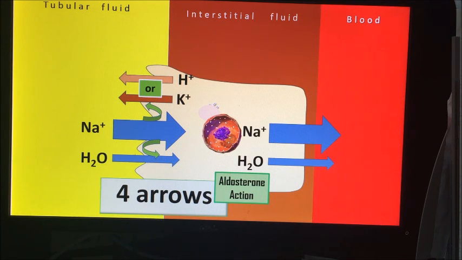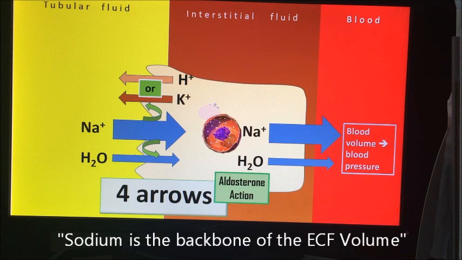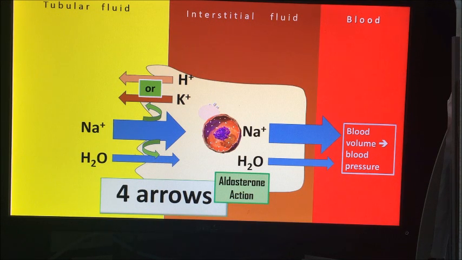Again, water follows sodium. Sodium and water in the blood plasma maintain the blood volume and blood pressure. Remember, sodium forms the backbone of the extracellular fluid volume, including the blood volume. And the blood volume is one of the determinants of blood pressure.